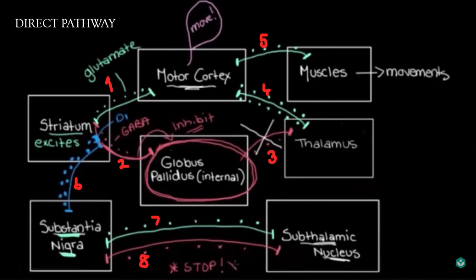This is one pathway which happens. Another one, there is another connection between the substantia nigra and the subthalamic nucleus.